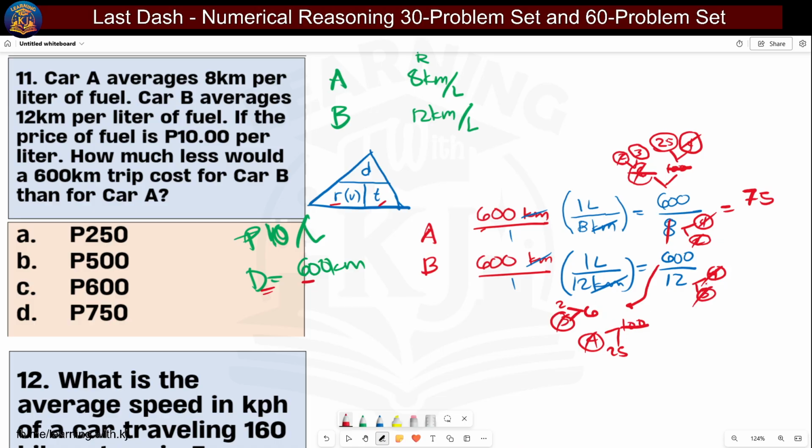This is the numerator, ha. Ito yung denominator. So, 2 na lang natira. Wala na to. 2 na lang natira and 25. So, 2 times 25, that's 50.